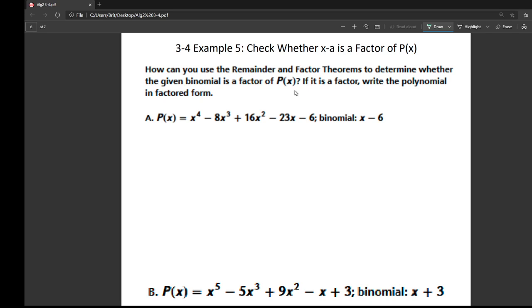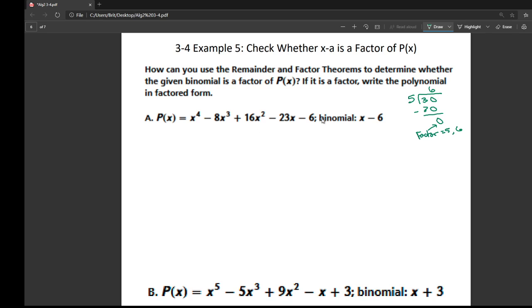Alright? So they want us to figure out if this binomial x minus 6 is a factor of this polynomial. So just remember, a factor means that it divides in evenly without a remainder. So for example, if I do 30 divided by 5, that would equal 6, and then when I subtract I have a remainder of 0. So that remainder of 0 tells you that 5 and 6 are both factors of 30.